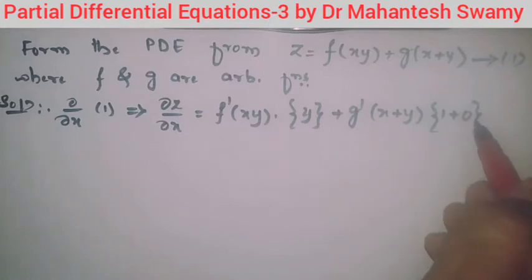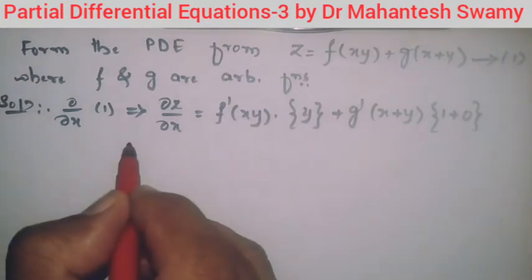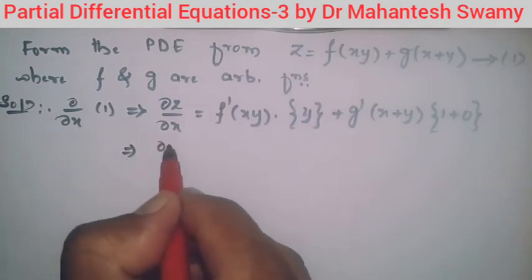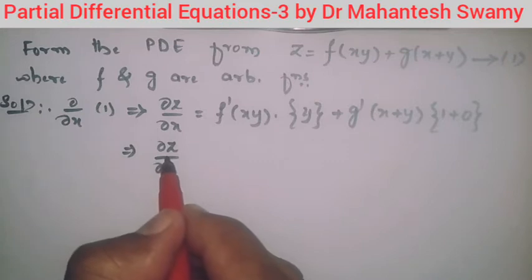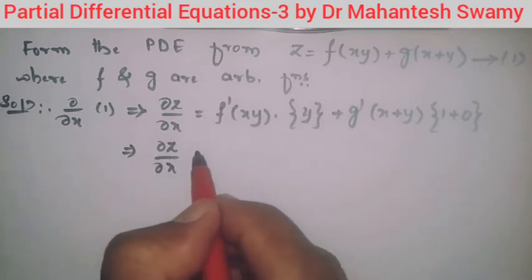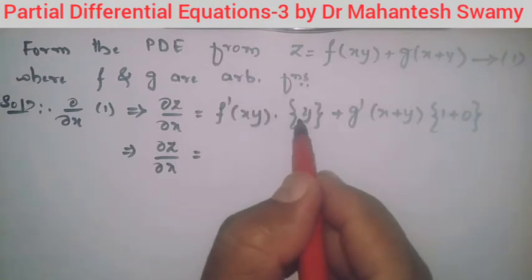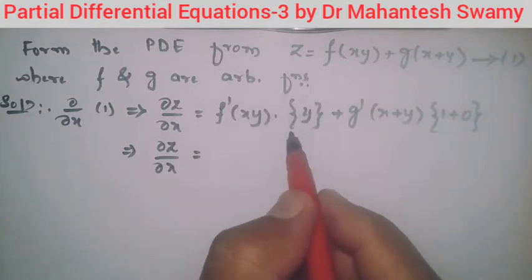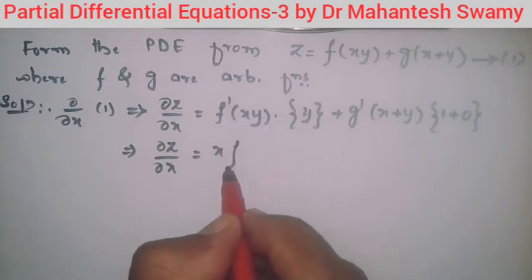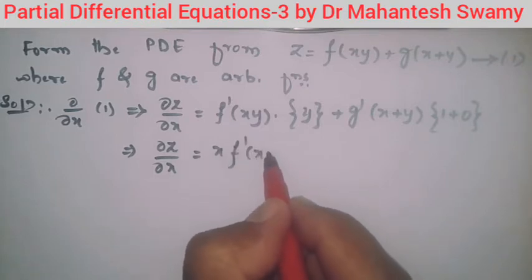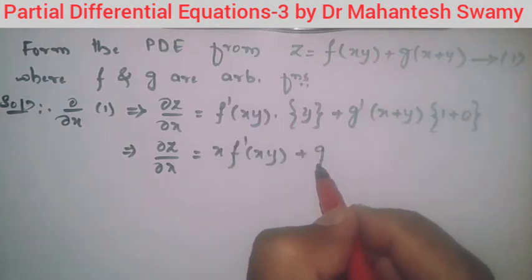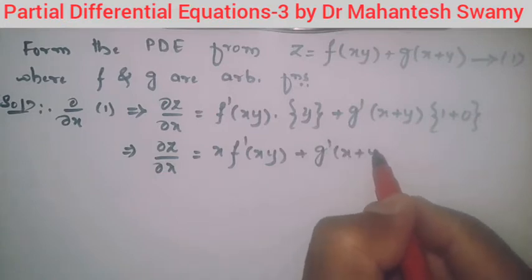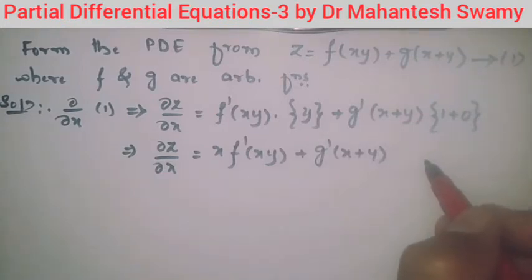Now it is time to simplify the terms. So when we simplify, we will get dou z by dou x. We will not write this as p at this point. We will write it later on. Let us keep it as it is. That is equal to y into f dash of xy, we will take the argument also here because we have to go for one more differentiation process, plus this is only 1 into g dash, means g dash of x plus y. So let us call it as equation number 2.